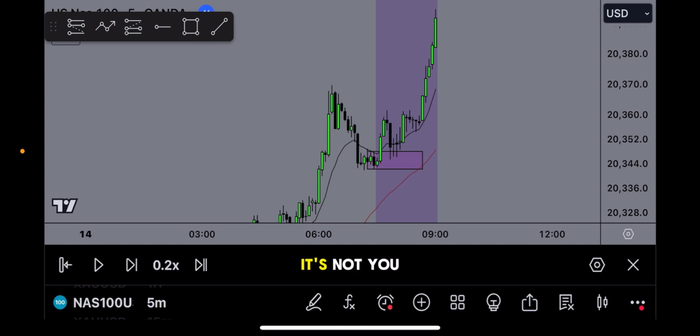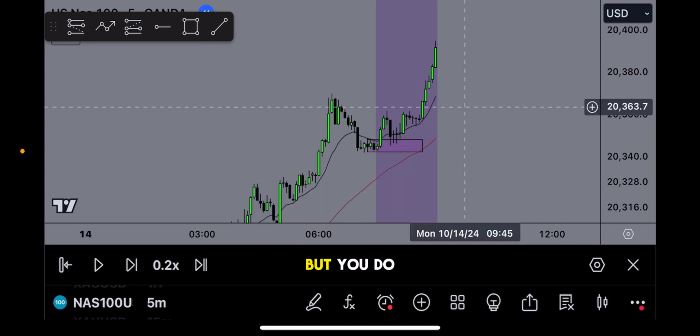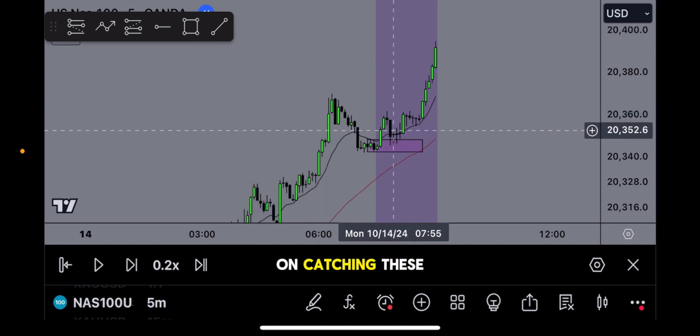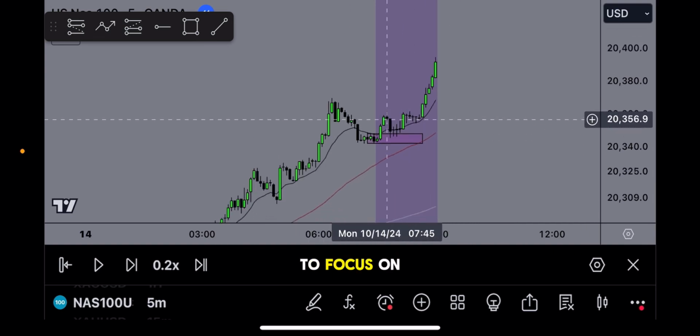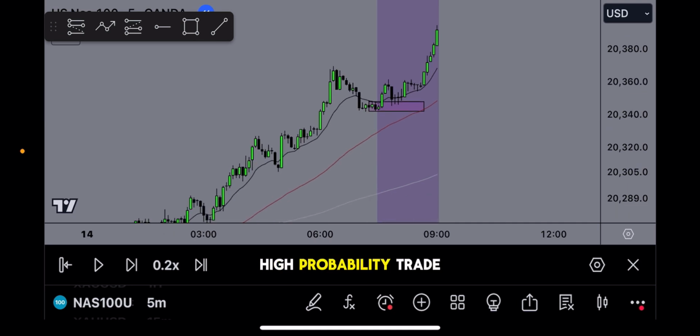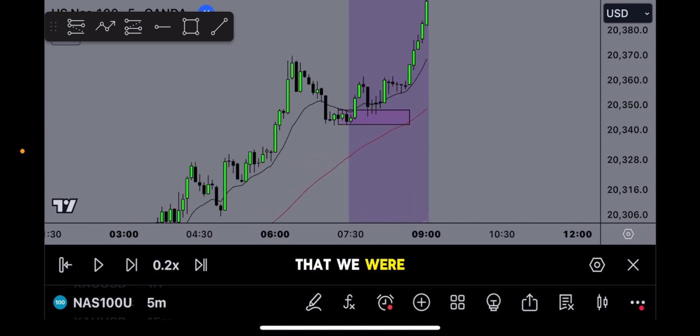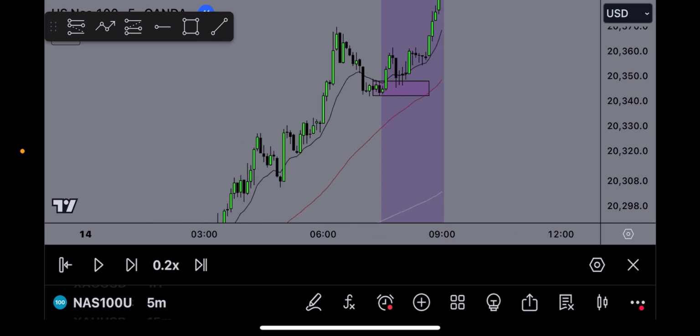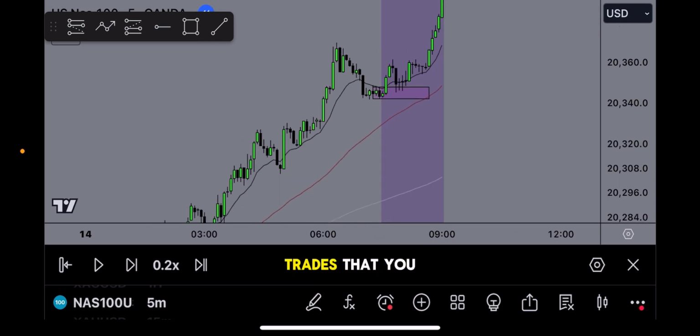So just showing you there's going to be times where you will win and you will lose. At the end of the day, it's not you. But you do not want to focus on catching these type of trades. You only want to focus on catching high probability trade setups like the ones that we were seeing before in the other examples, because those are the type of trades that you want to practice catching.